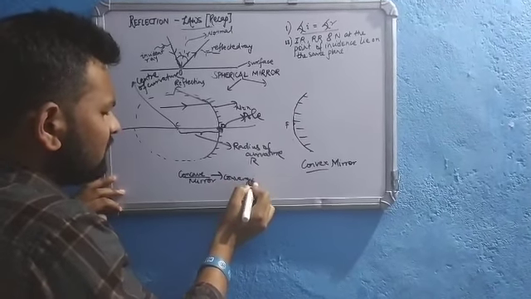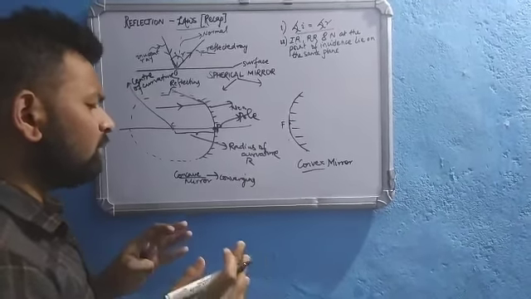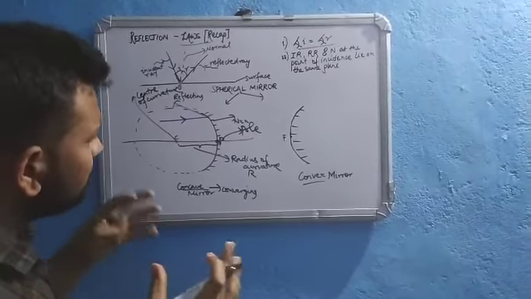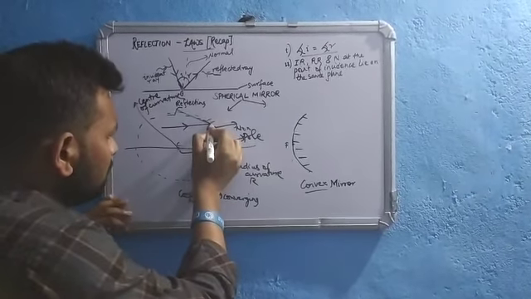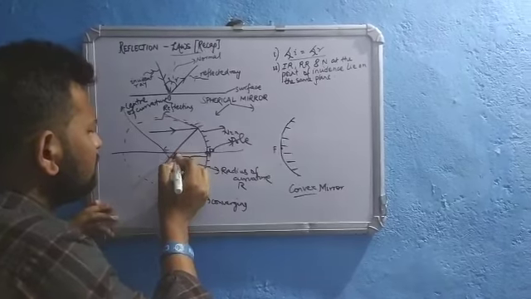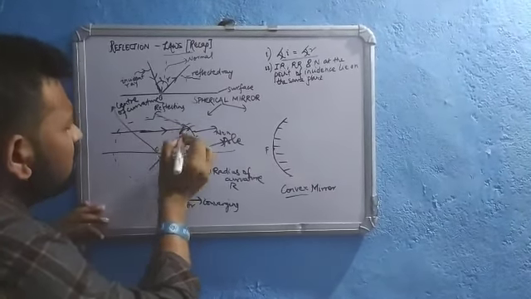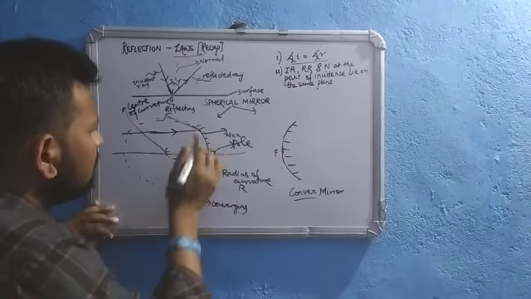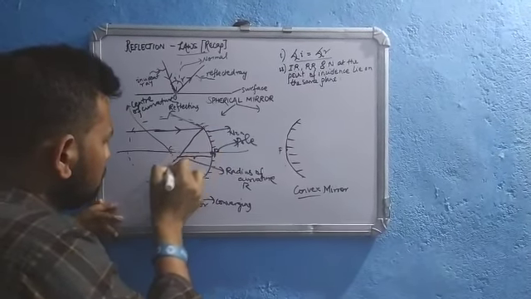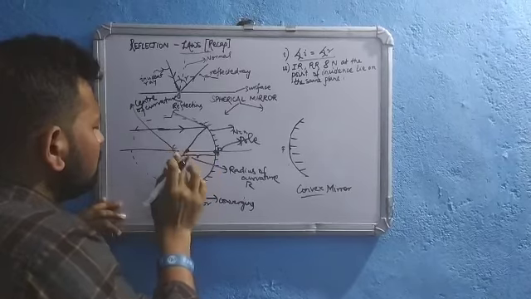Okay, converging. That means the light ray will come towards a point. It will converge. It will meet at a point. So it will come and meet at some point. Suppose light rays are coming from infinity, or later we'll discuss different cases. So it will meet at some point.